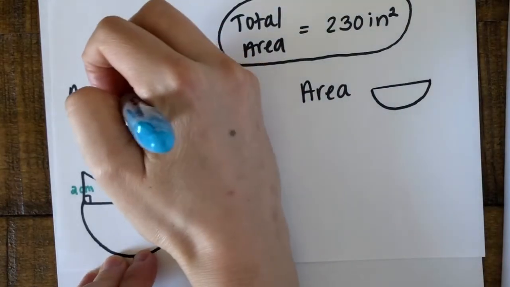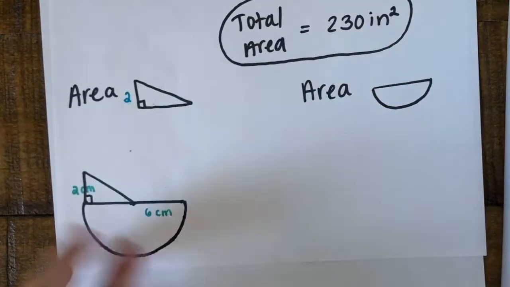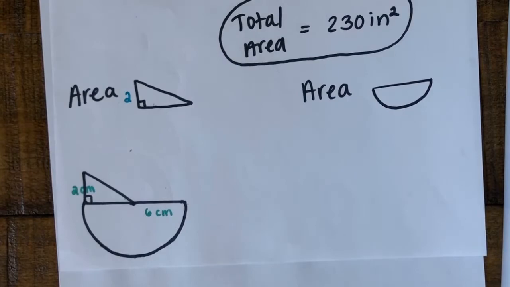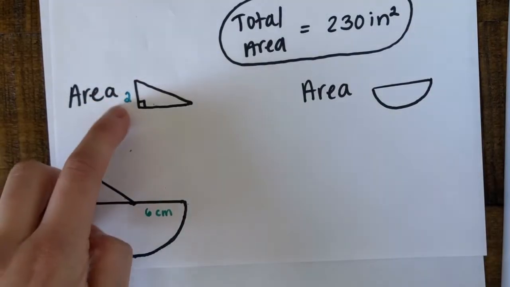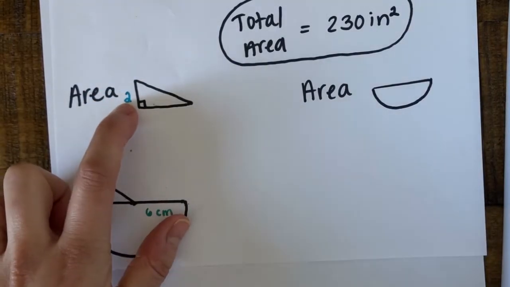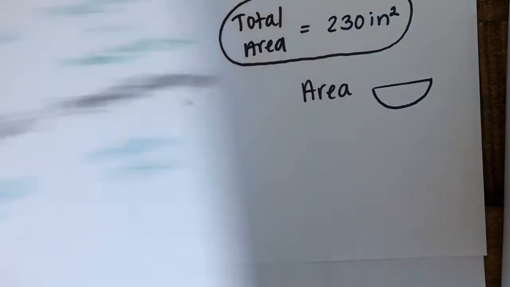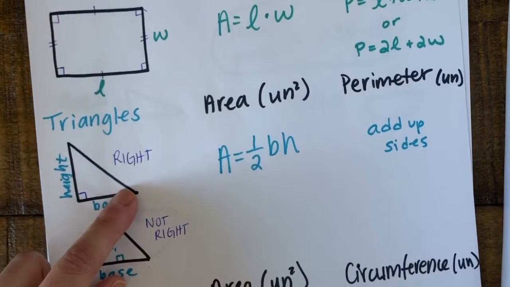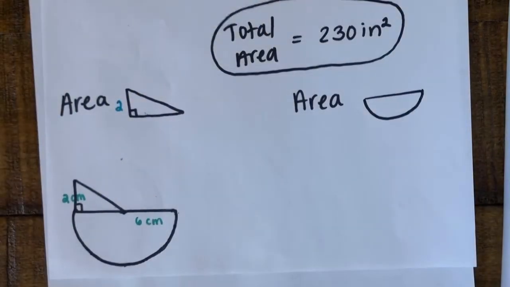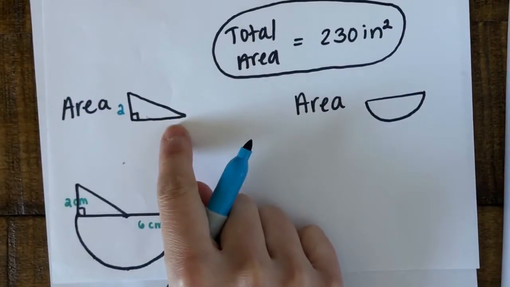So I'm going to fill that in over here too, which is great because that's the height of this triangle. If we notice again, we have a right triangle. So, right, the height would be there and the base is there. So I have one of those two. So I still need to find my base.